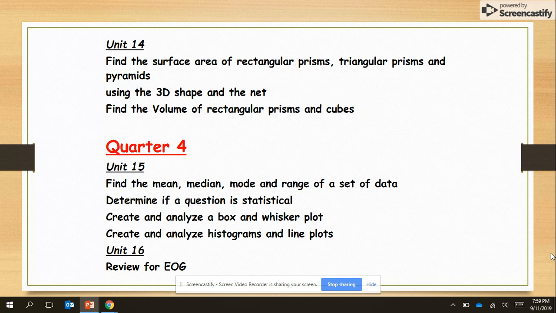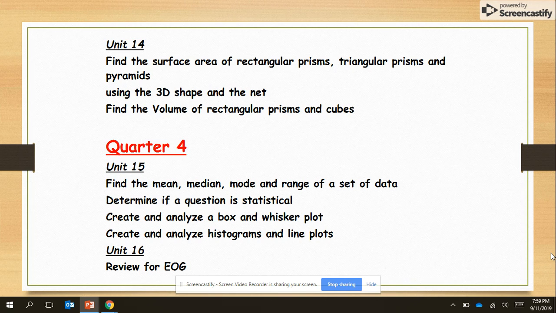Lastly, in quarter 4, we'll find the mean, median, mode, and range of a set of data. Unit 15 is all about data and statistics. We'll determine if a question is statistical or not, and we'll also create and analyze a box and whisker plot, as well as histograms and line plots.